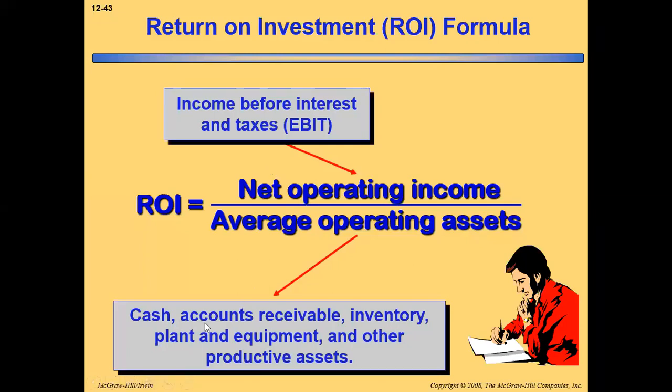And what is the average operating asset? Cash, account receivable, inventory, plant, equipment, and other productive assets. The average value of all the assets is what we call average operating asset. So if we divide net operating income by the average operating asset, then we'll get the ROI. ROI means how much profit or income we can actually generate on the investment in an asset, and we come to know that through the ROI. We know the total net operating income against the average operating asset we invested.